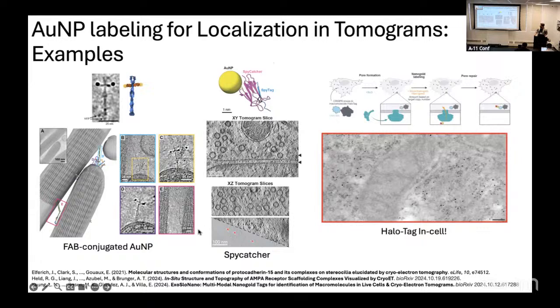Another recent one, which you can apparently get into the cell, is from Elizabeth Villa's group, ExoSloNano, where they take a bacterial toxin and put it in the membrane of the cell of interest, and it pokes holes in it. You put in your gold nanobeads that are labeled with a Halo tag, and it labels your proteins of interest, and then you wash the toxin out. This is a new thing that I haven't used at all, but there is a lot of promise in people thinking of ways to get labeling inside of cells.